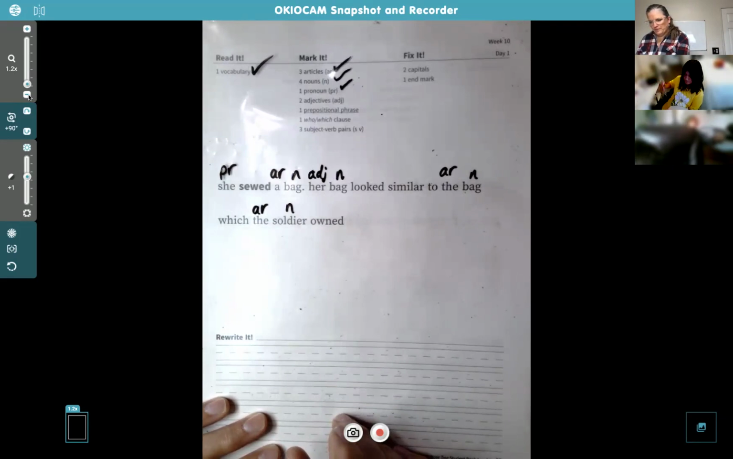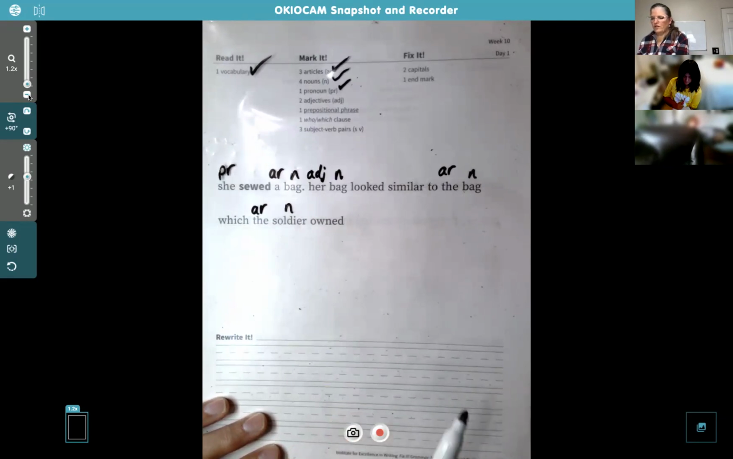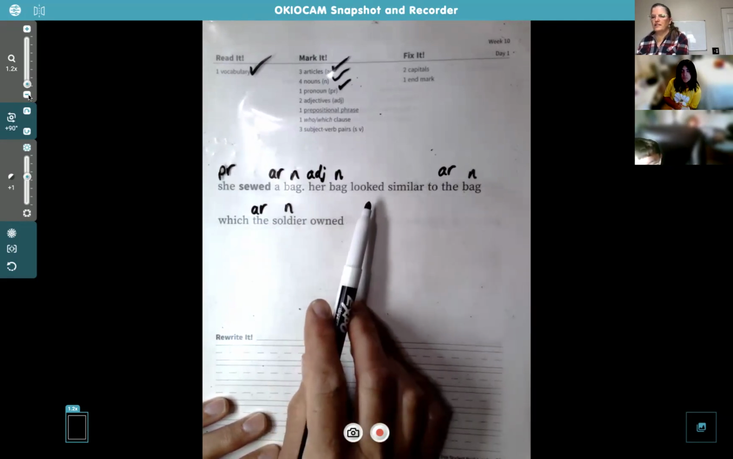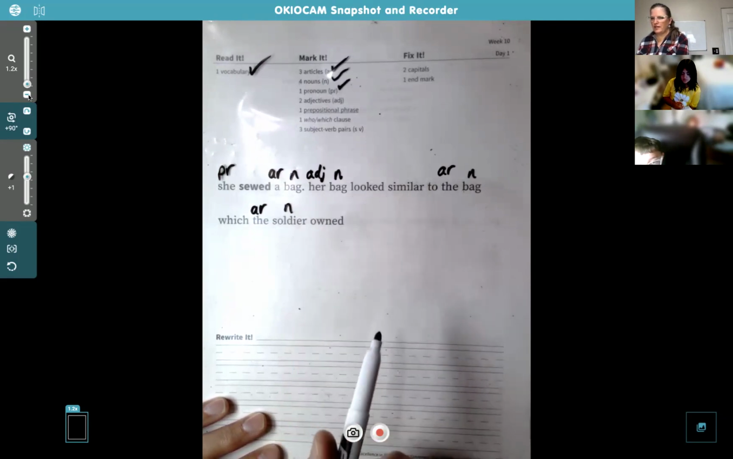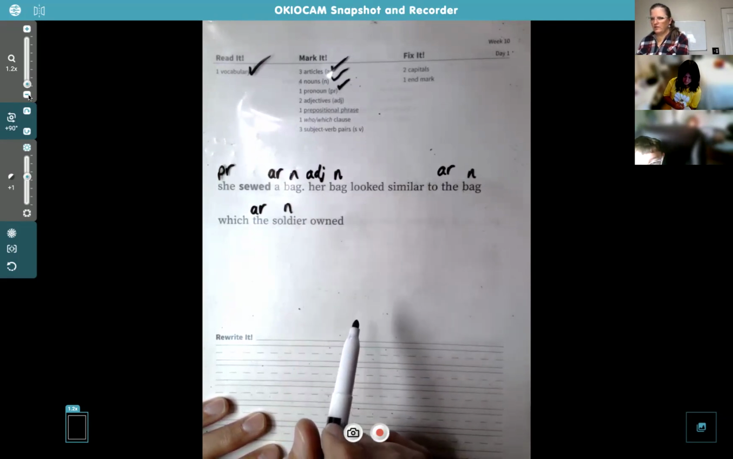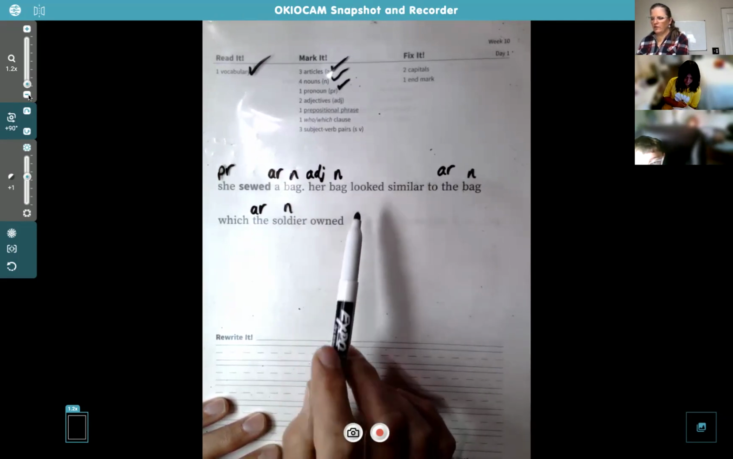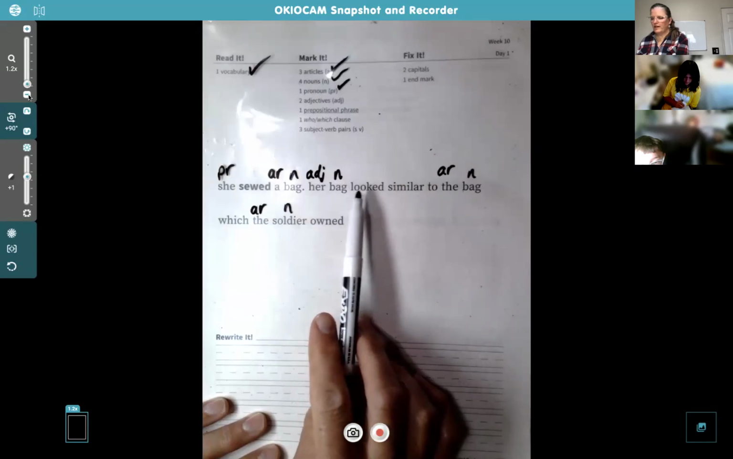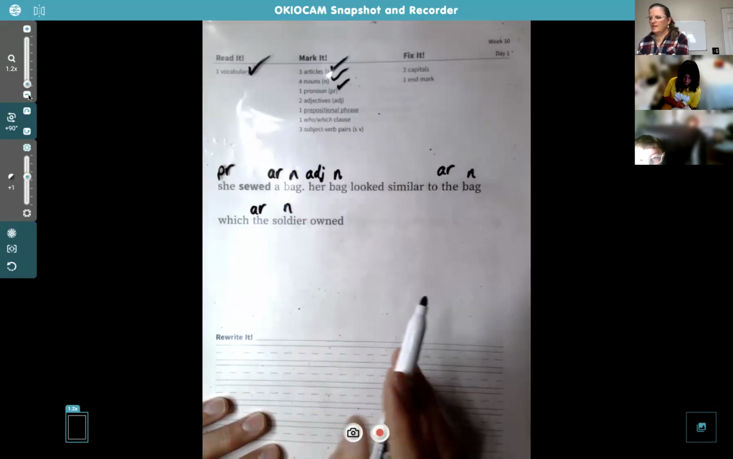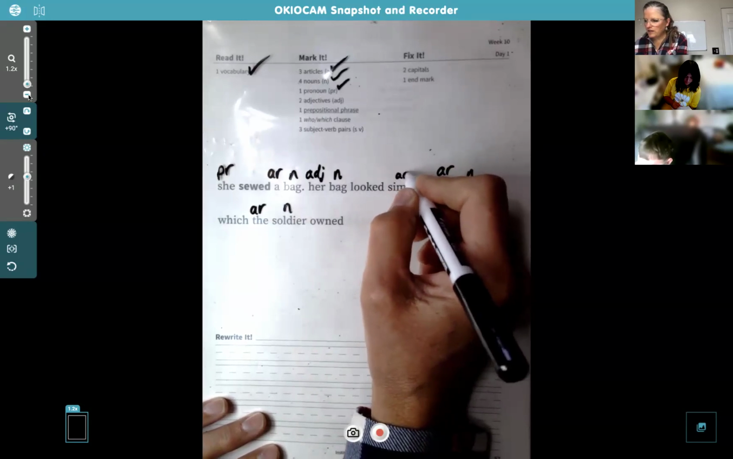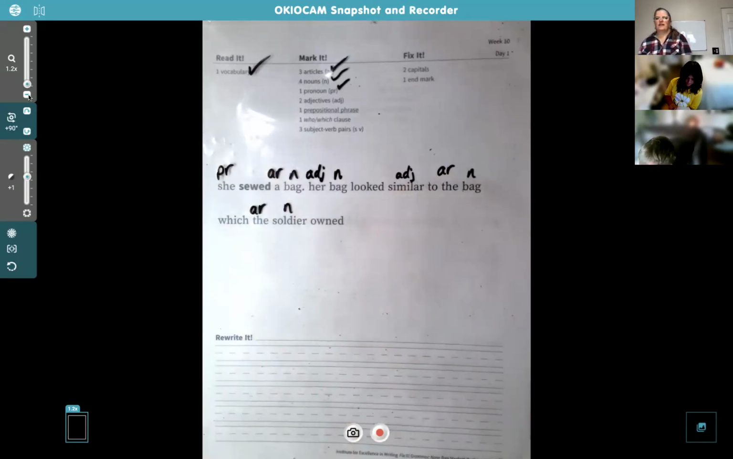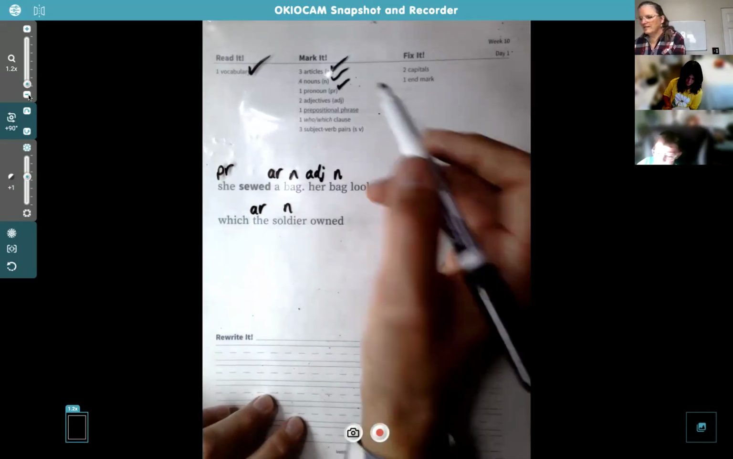I'll give you a little clue. So that word looked is going to be a linking verb. The bag looked similar? Similar. So similar is actually an adjective because it's telling which bag it is. It's the one that's similar. Oh, okay, I get it. Okay, cool.